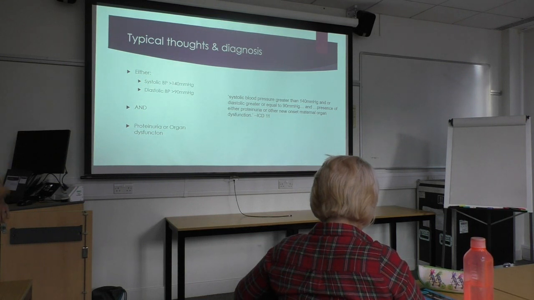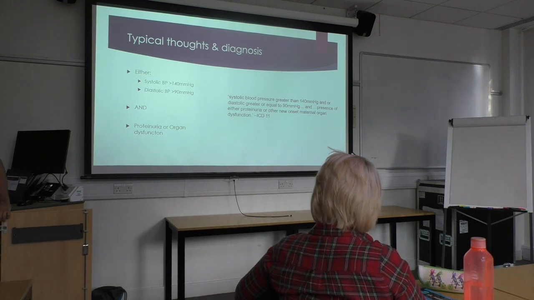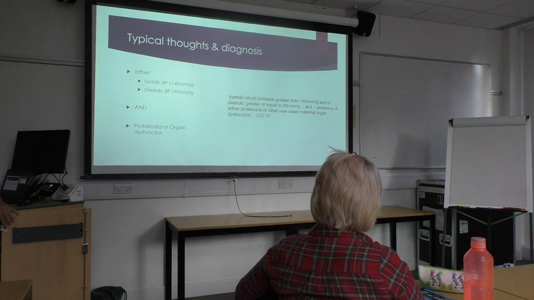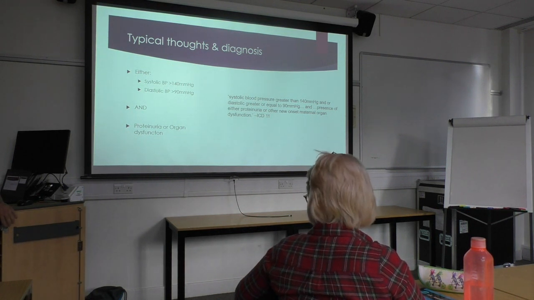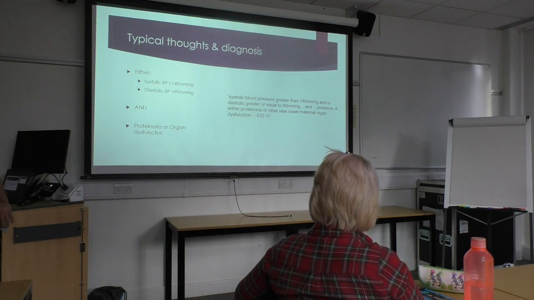So this is the World Health Organization definition of it. Blood pressure over 140 systolic or over 90 diastolic, and proteinuria. So do you want to know what that is? Yeah. So protein coming out in your urine. For us as paramedics it's a bit irrelevant because we can't do urine dips or anything like that to test it. So it'll mostly be going off blood pressure.